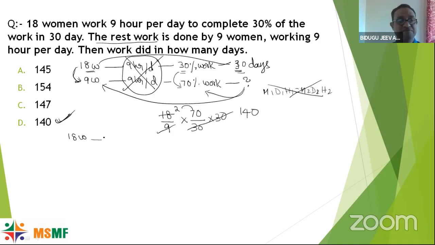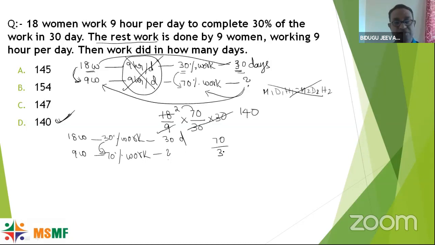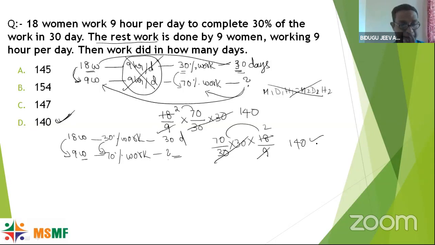18 women, 30% of the work done in 30 days. 9 women, 70% of the work, how many days? More work, they'll take more days. More by less into this, right? Less number of people, they'll take more number of days. More by less. So very clear. Answer is 140. I think kindly better use this method, right? Great. Excellent. Let me move to the next one.